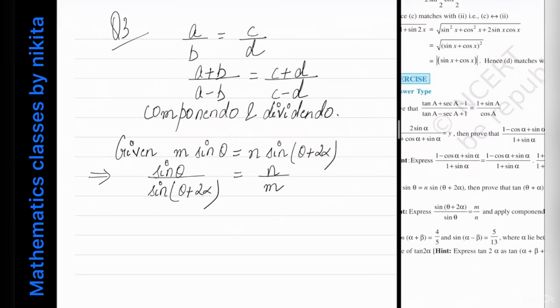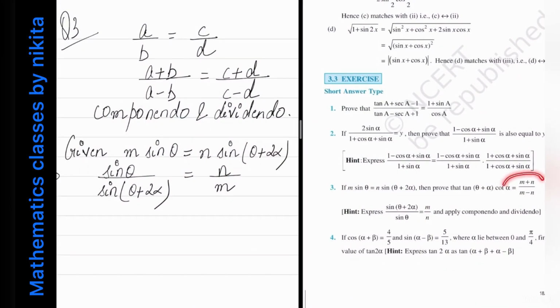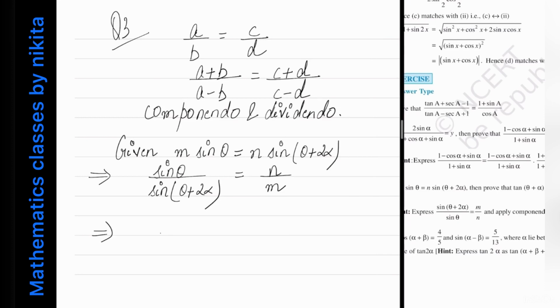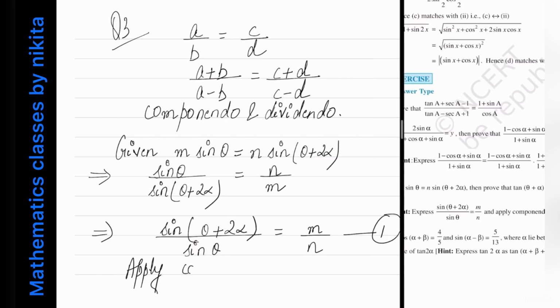But you can see that what we have to prove is in terms of m plus n and m minus n. So I will write this as, this implies that sine of theta plus 2 alpha divided by sine theta is equal to m by n. And now in this equation 1, I will apply componendo and dividendo. So apply componendo and dividendo.